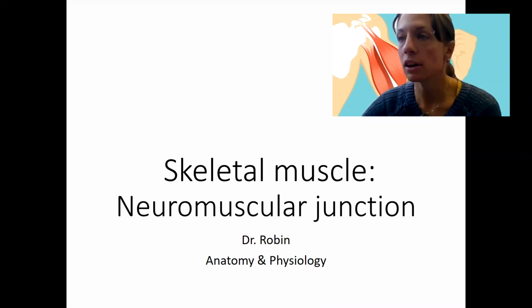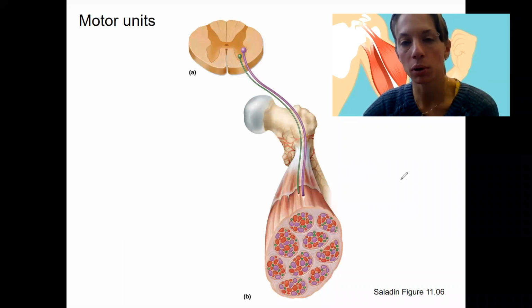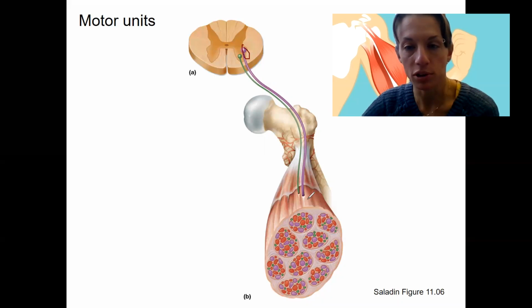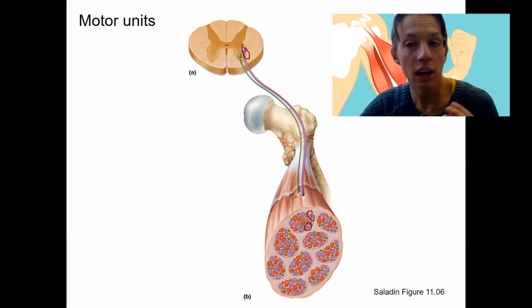I'm going to show you one image. It's kind of a preview of what we're going to see later of motor units. A motor unit is a single neuron and all of the muscle fibers that it innervates. So this purple here is innervating or connecting to all of the purple cells here. The green neuron is talking to all of the green cells. This is kind of a big picture view.